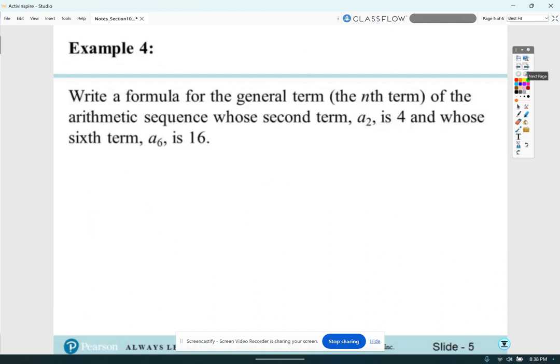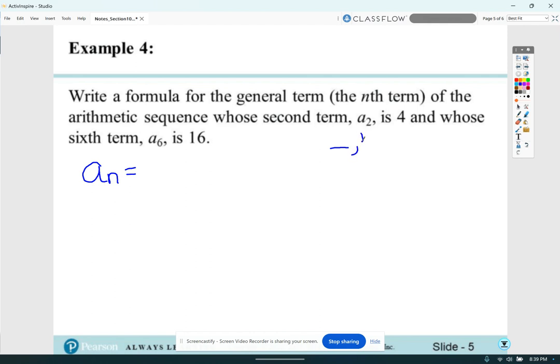All right, for example 4, this question is: write a formula for the general term, the nth term. So they want me to write an a sub n formula of the arithmetic sequence whose second term, a sub 2, is 4, and whose sixth term, a sub 6, is 16. We'll get back to the formula part in a second, but we're missing the first term.